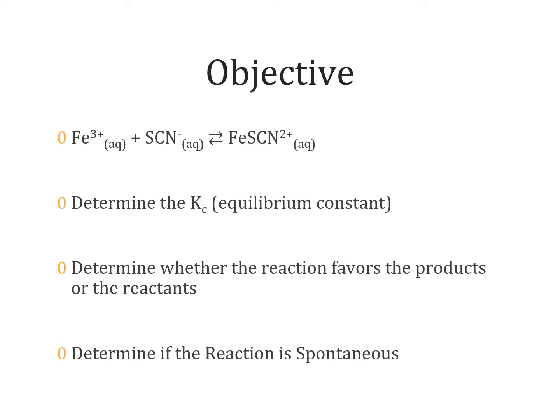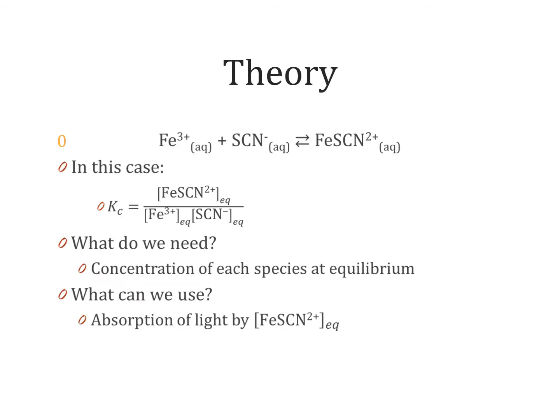And so our objective is to determine the equilibrium constant for this reaction and then find out from the calculation of the equilibrium constant if the reaction favors the products or the reactants. And finally, we will realize that from the Kc value, we can calculate the Gibbs free energy that enables us to know if this reaction is spontaneous or not. Alright, so let's get started.